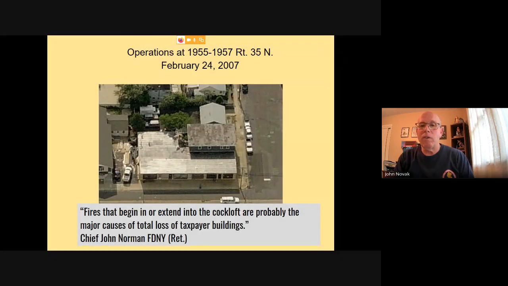Cocklofts, right? Fires that begin or extend into the cockloft are probably the major cause of total loss of taxpayer buildings. That's from John Norman, retired FDNY. So I'm just putting up this scenario that I had a number of years ago when I was district chief at a fire that basically involved a cockloft in an ordinary constructed building.